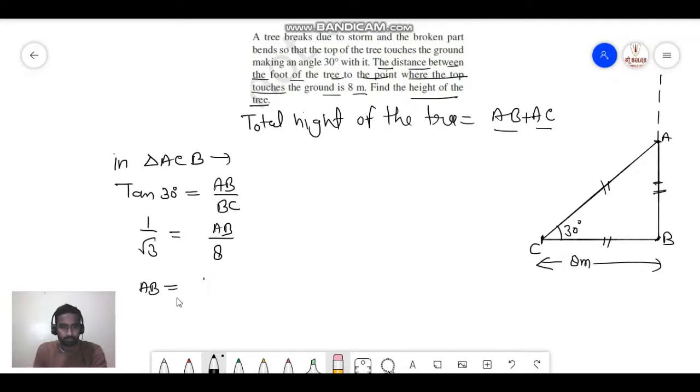So AB will be 8 by root 3. This is our equation first.